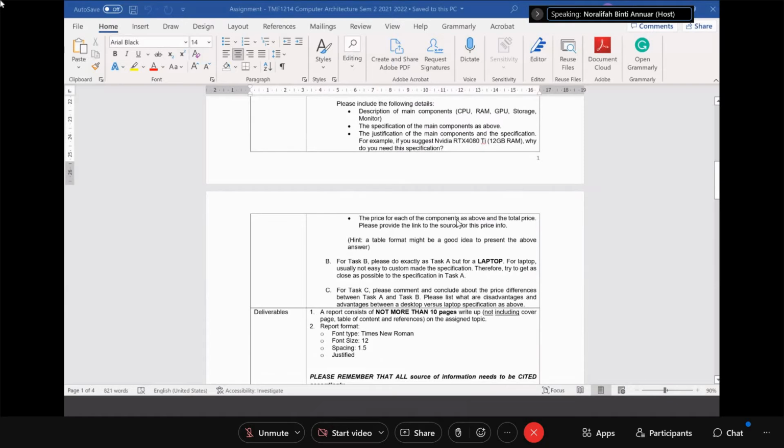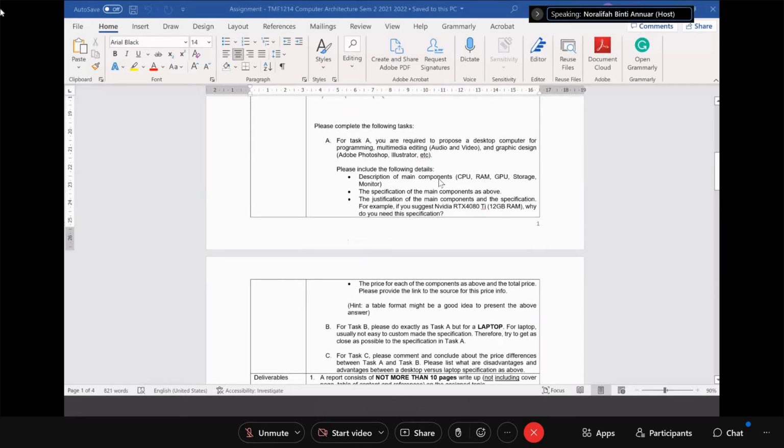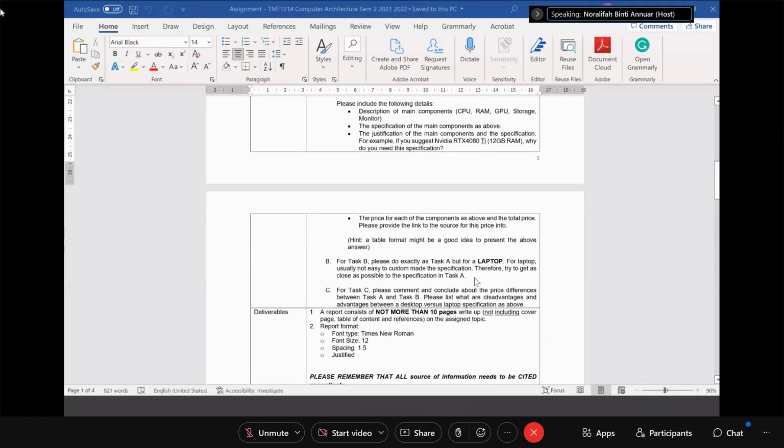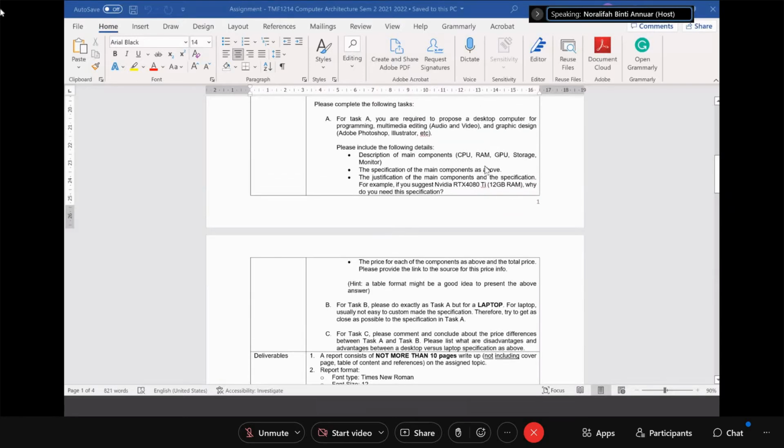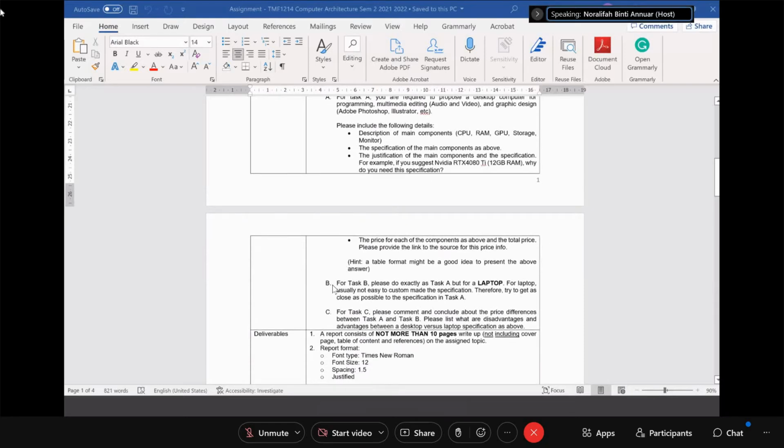Alright, and then for task B, please do exactly as task A but for laptop. Yang ni for desktop. Ini laptop. Beza. Okay, you justify all the specification, the component, and then you do the same spec, but for laptop. Usually not easy to custom made the specification. As you know lah, kalau desktop you can buy and build your own. Kalau laptop susah sikit, so how? Okay, yang B ni.